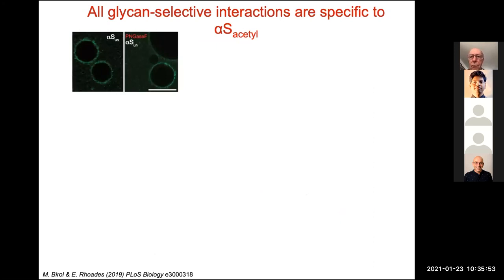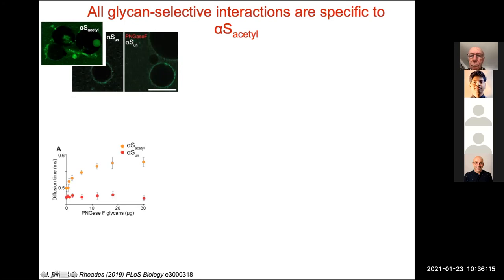So I'm just going to go through an overview. If we add the unmodified alpha-synuclein to the SHSY5Y vesicles, it binds more weakly, and its binding is not impacted by treatment with PNGase F. And this is just a reminder of what it looks like under the same conditions using the acetylated protein. So we quantified that, and it certainly binds much less.